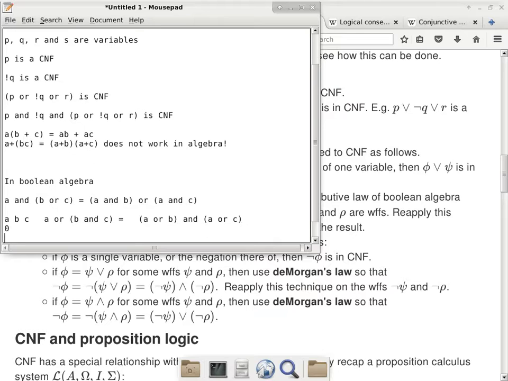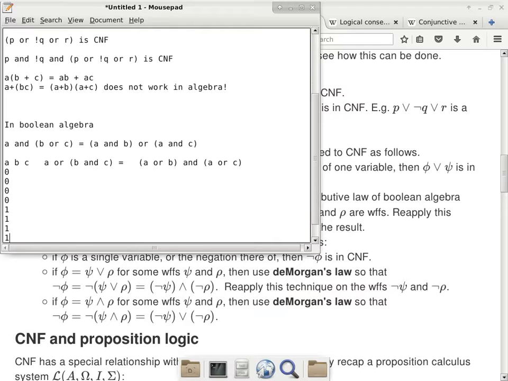So we got 0, 0, 0, 0, 1, 1, 1, 1, and then we got 0, 0, 1, 1, 0, 0, 1, 1. I should have used a spreadsheet to do it, because then I can just copy and paste a lot of this stuff. It's okay. 0, 1, 0, 1, 0, 1, 0, 1. There we go.